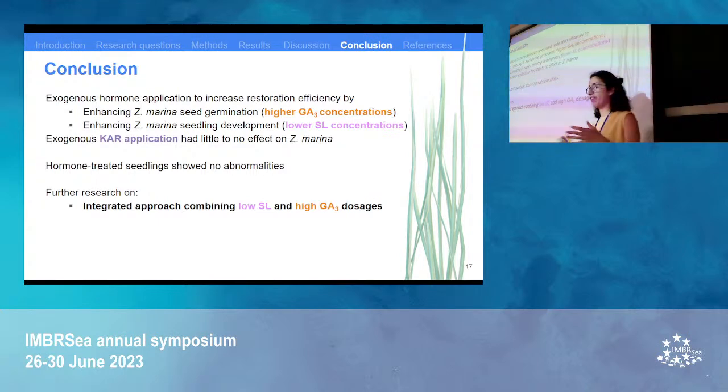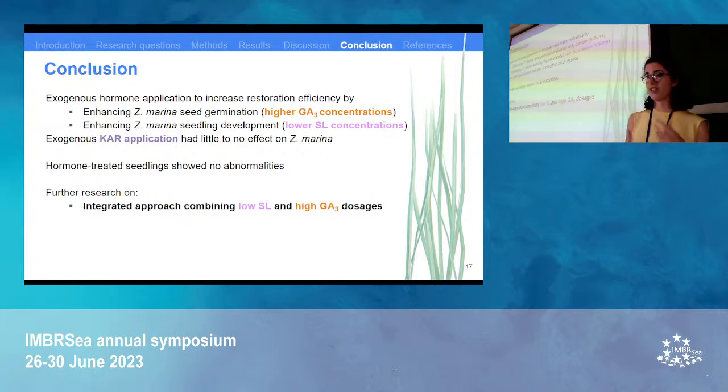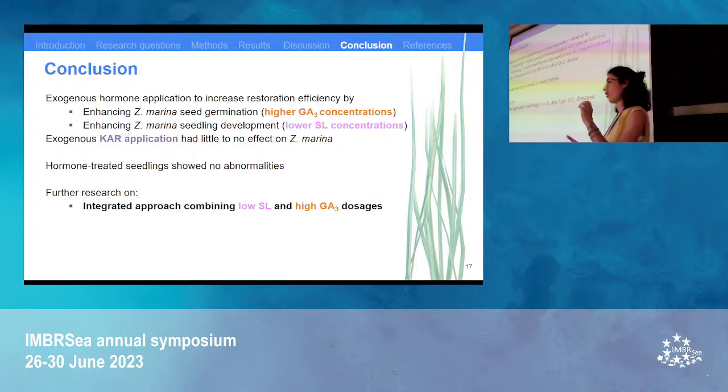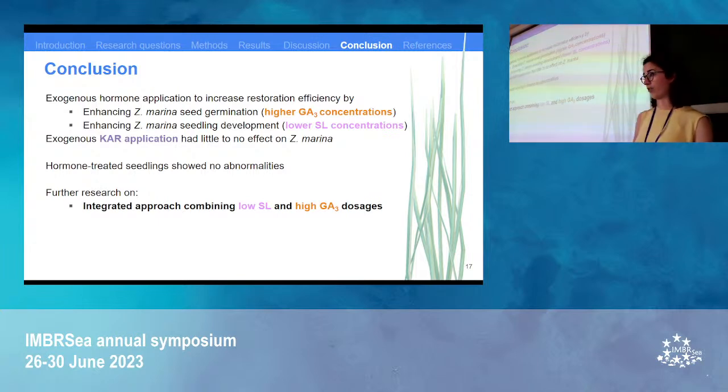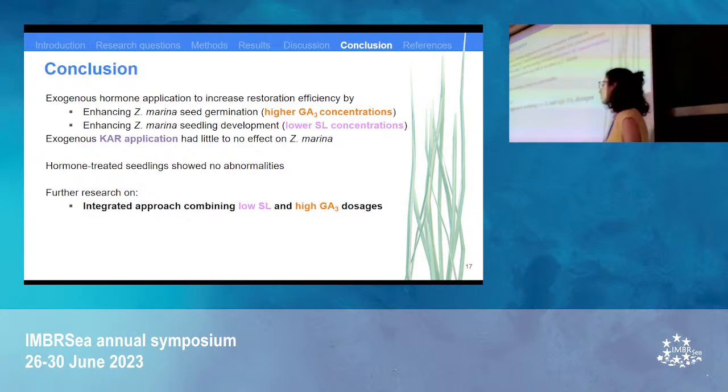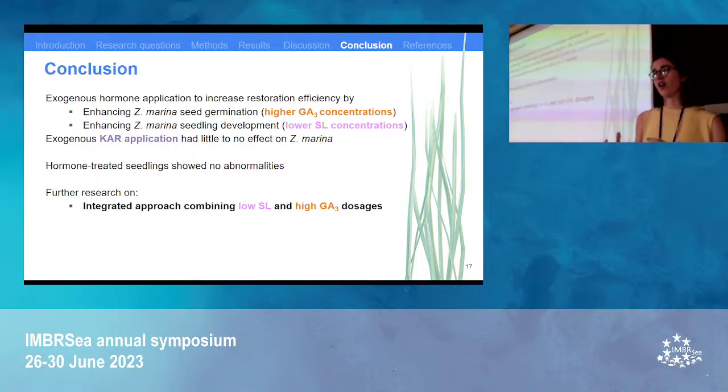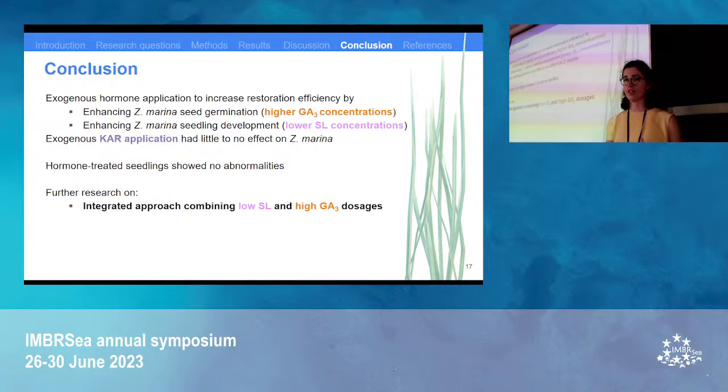And then definitely further research could be carried out with an integrated approach, using both low strigolactone and high cytokinin concentration together, because we do know from existing literature that strigolactone is also regulating GA in some way, so it could be playing a role also in promoting germination through that.